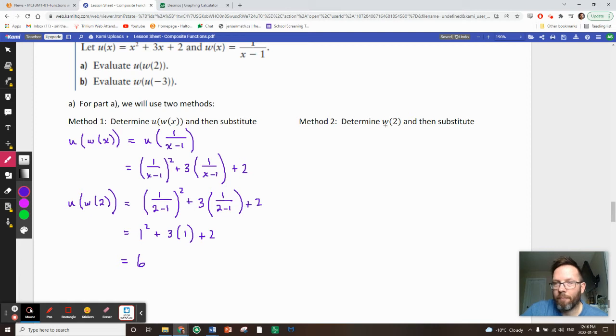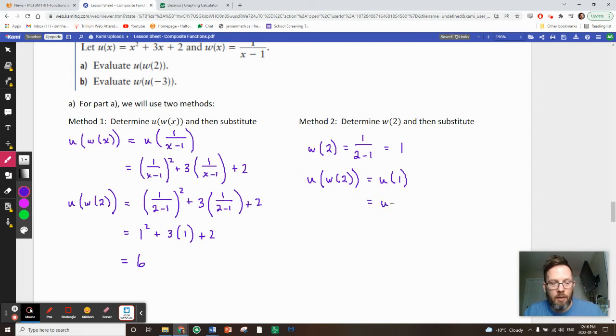What we also could have done is we could have found out, well, what is w at 2? We could have done that first. W at 2 is equal to 1 over 2 minus 1, which is just equal to 1. And if w at 2 is equal to 1, then if you were finding the value of the function u at the value of w at 2, well, this is just equal to u at 1. W at 2 is equal to 1. So you could plug 1 into your function u, and let's see what we get.